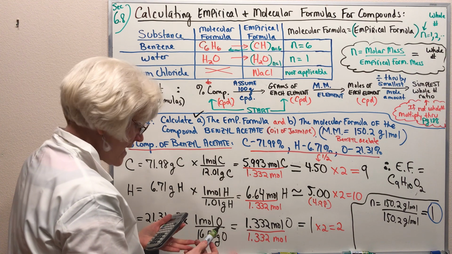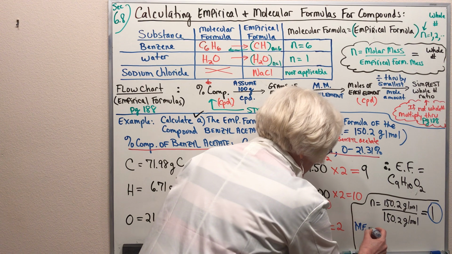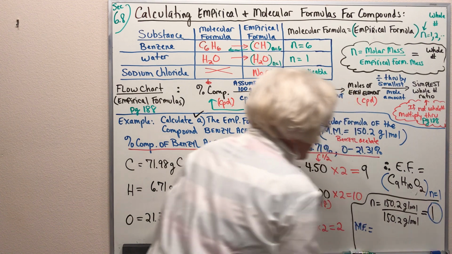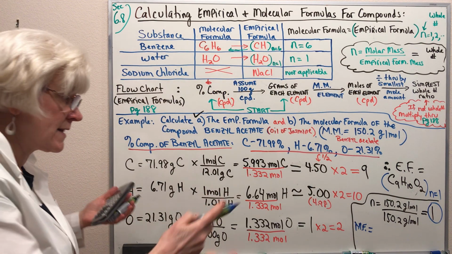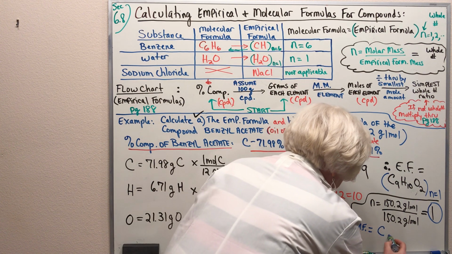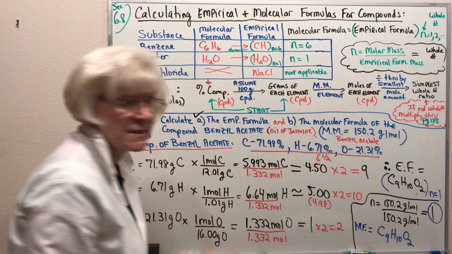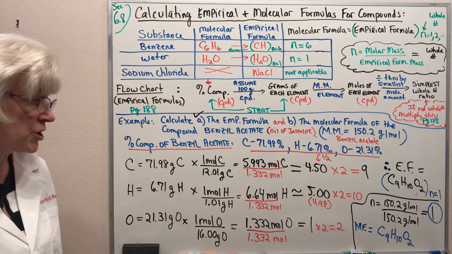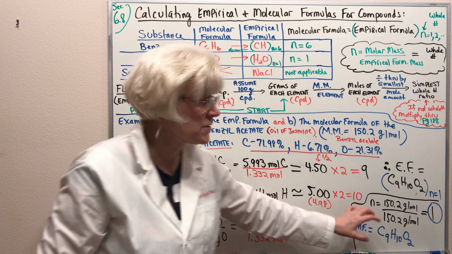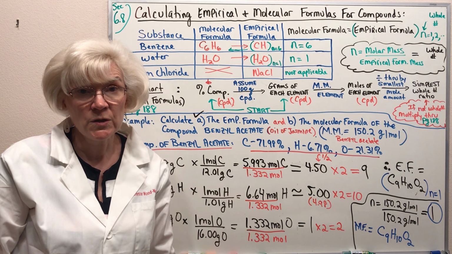So what does that mean? That means that the molecular formula equals the empirical formula multiplied through by 1. Well, anything multiplied through by 1 is itself, and the molecular formula for benzyl acetate is also C9H10O2. In other words, the empirical and the molecular formulas are identical in this situation, just as we saw in the example with water.